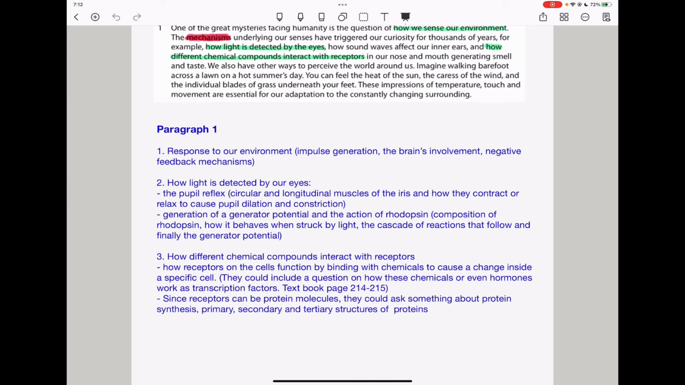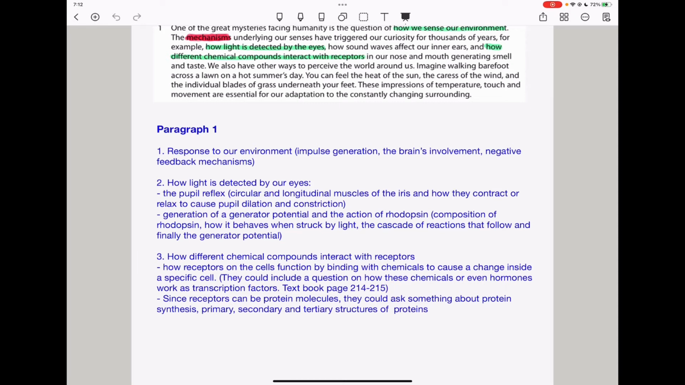So I said how receptors on the cell function by binding with chemicals to cause change inside the cell. This could be any chemical, including even hormones. So it could be chemicals or hormones that work as transcription factors. Please revisit your textbook, page 214 to 215.